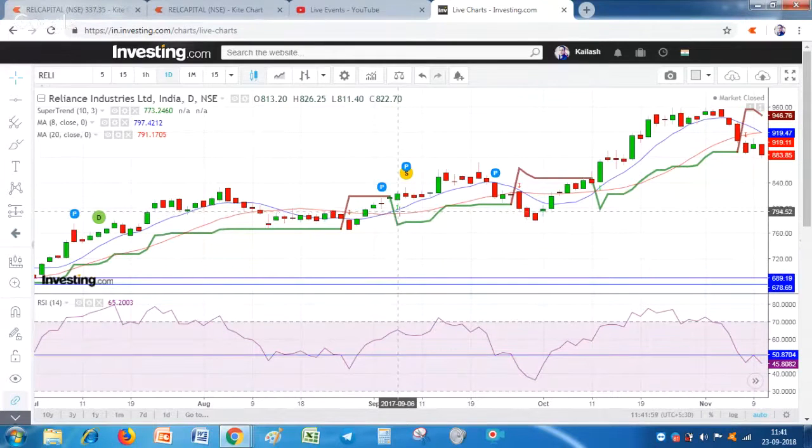We can do one more thing, friends. We can take the stop loss level just below the moving average crossover. We can take the stop loss at this level, 780. So approximately 35 points risk is still there.